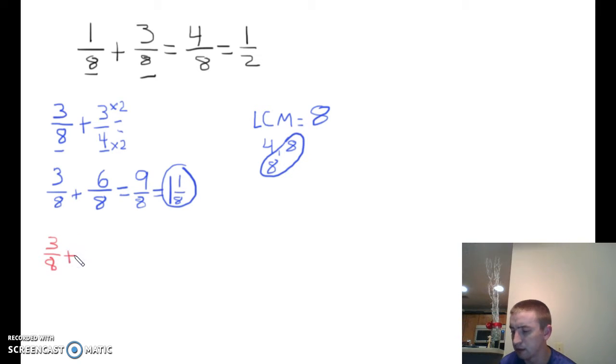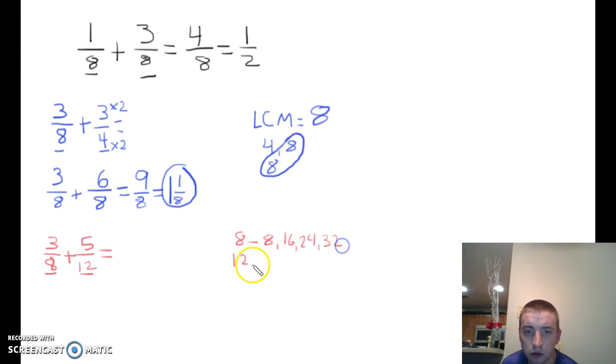3/8 plus, let's say, 5/12. Again, my denominators are not the same, so I want to find my LCM. 8 and 12. If I find multiples of 8, and multiples of 12, 24. So my LCM is 24, so I'm going to use 24 as my denominator.